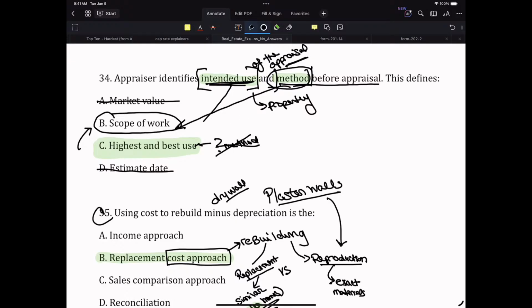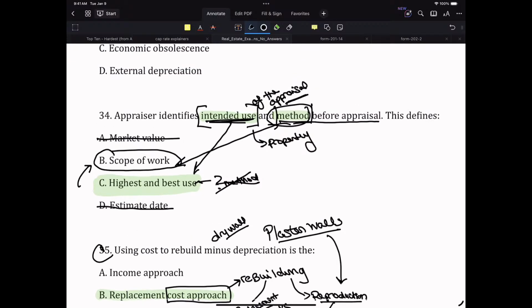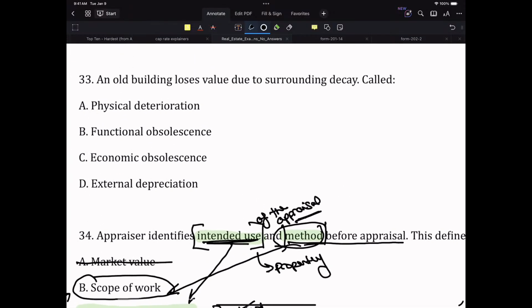But when you talk about highest and best use, you do talk about the use that is legal, that is probable, that's most likely going to happen, all of those things. So I feel like that was a good one. Not my favorite question, but I feel like ChatGPT helped with that one. We got to talk about it.